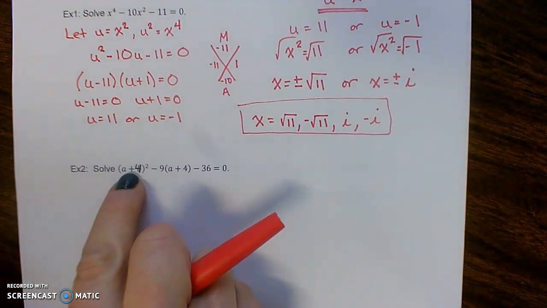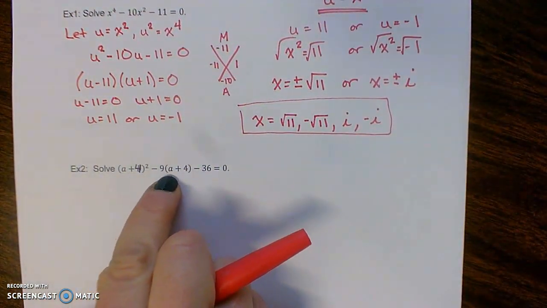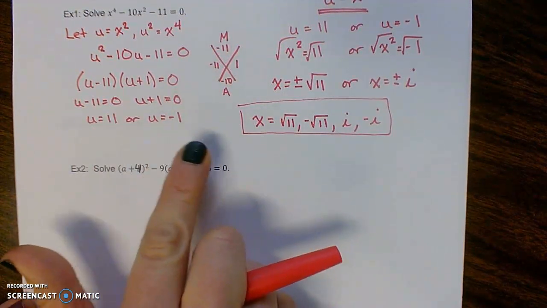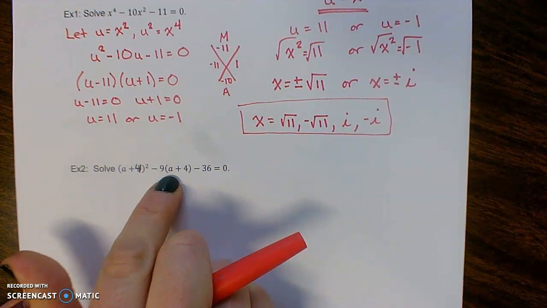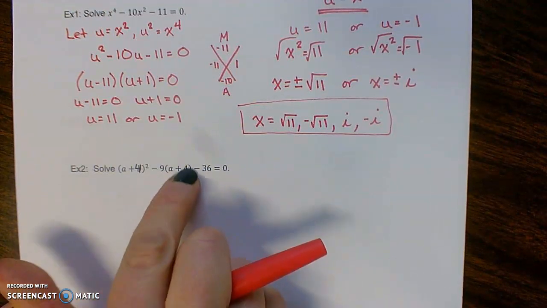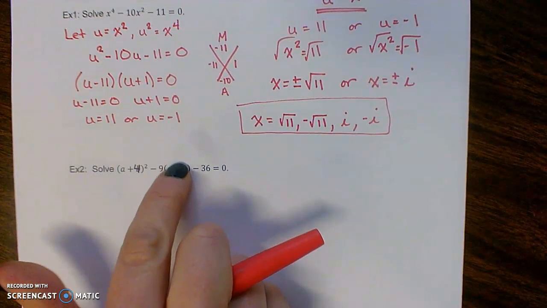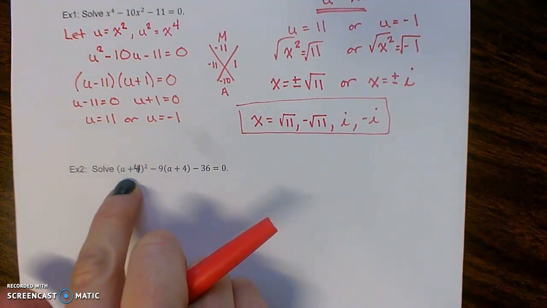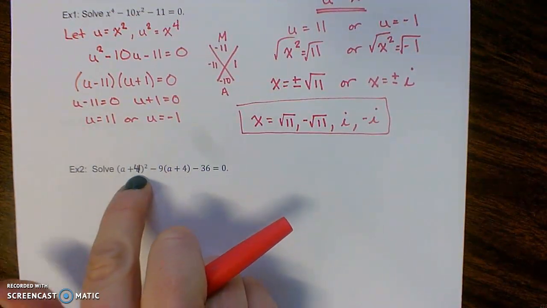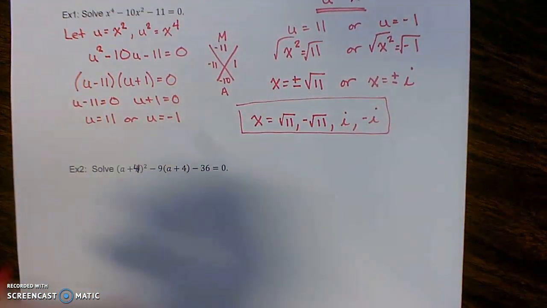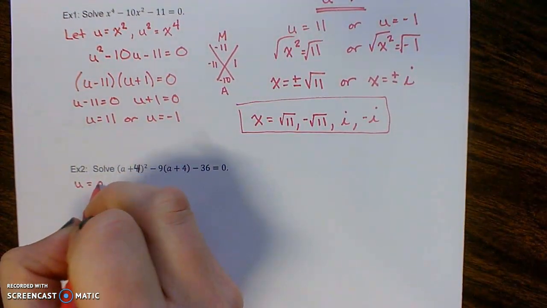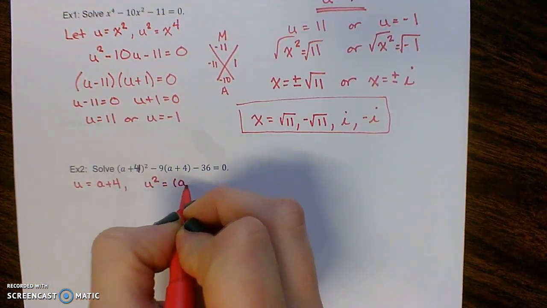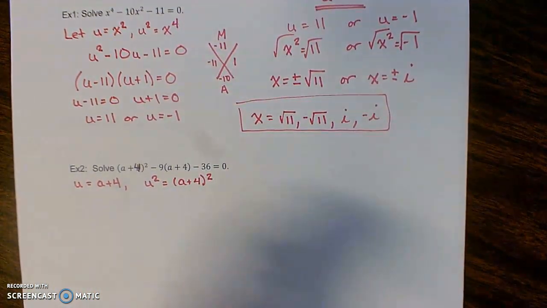In this example, you have a plus 4 squared minus 9 times a plus 4 minus 36 equals 0. So notice you have three big terms. The middle term has this a plus 4 in parentheses. Think of that as one object. And the first term is the square of that. So we can make this substitution. Let u be a plus 4. And then notice that u squared would then be a plus 4 squared.